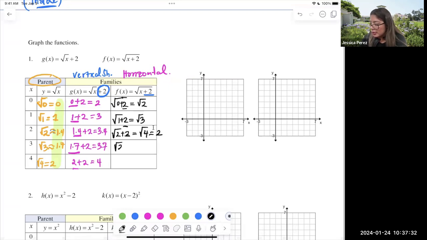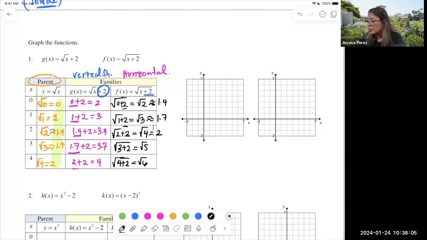We have the square root of 3 plus 2 on the inside. That's the square root of 5. And then this is 4 plus 2 on the inside, and that's the square root of 6, which is going to be approximated. So we know that the square root of 2 is roughly 1.4. We know the square root of 3 is roughly 1.7. We know that the square root of 4 is 2. The square root of 5 is roughly 2.2, and the square root of 6 is roughly 2.4.